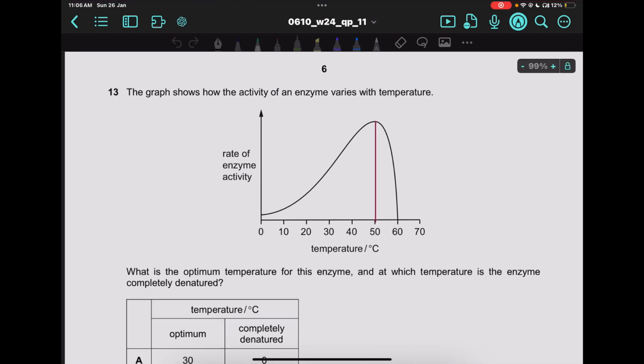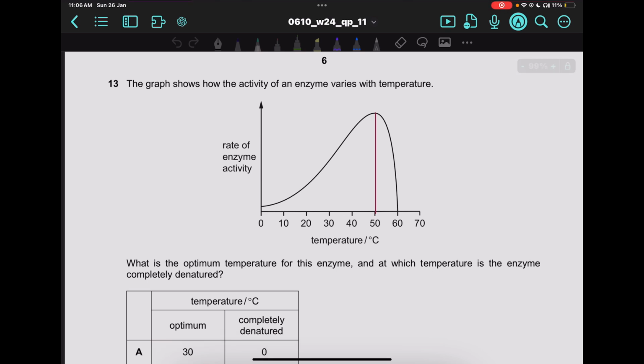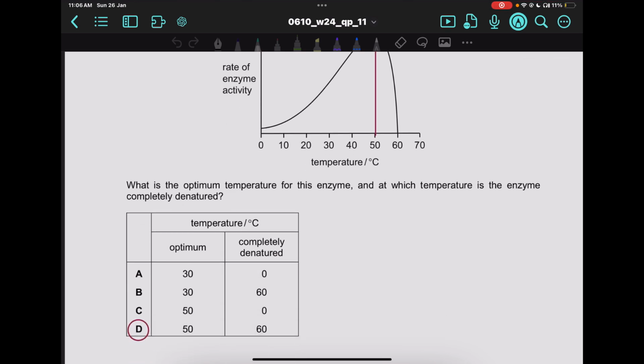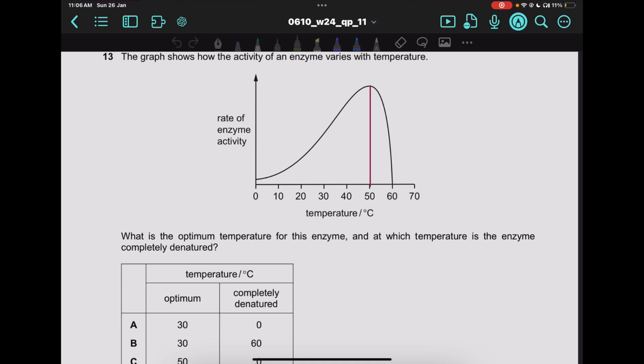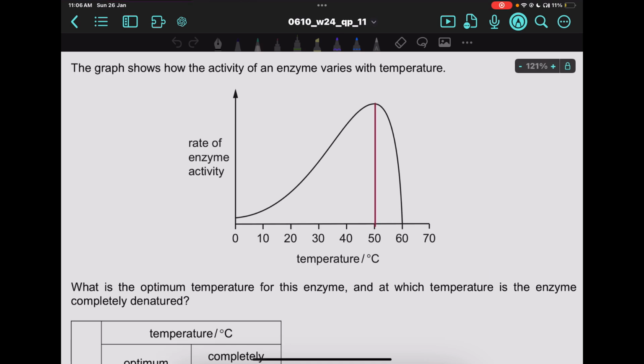13. The graph shows how the activity of an enzyme varies with temperature. What is the optimum temperature for this enzyme and at which temperature is the enzyme completely denatured? The optimum temperature is where the reaction is at its highest, at its peak. The peak is at 50 for this enzyme reaction. If you draw a straight line from the highest point and check which temperature it is, this is called the optimum temperature. This is where the rate of enzyme activity is at its highest, so it is at 50.